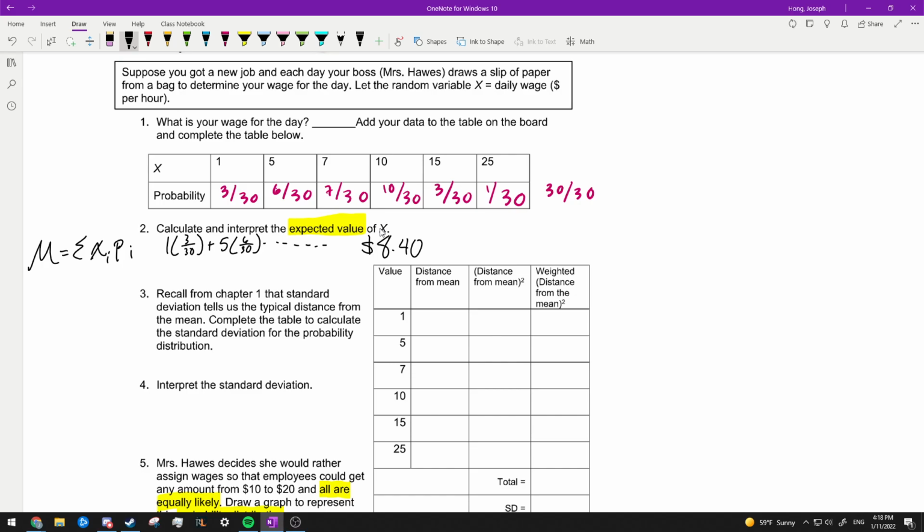And in this, we want to interpret it, so we're going to write in English what this $8.40 means. $8.40 is our expected value. The average wage is about $8.40. My handwriting is really bad right now because I'm not healthy.